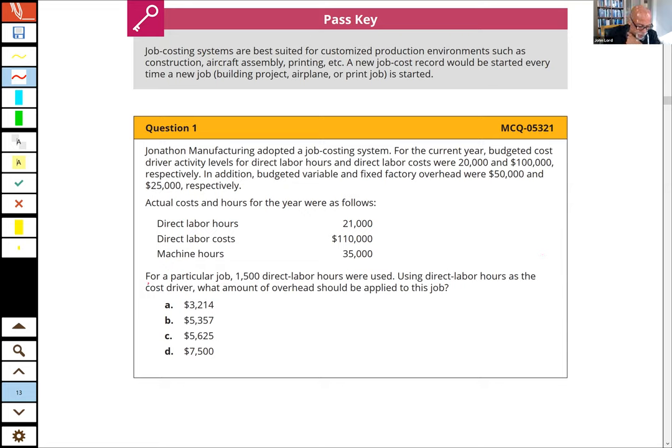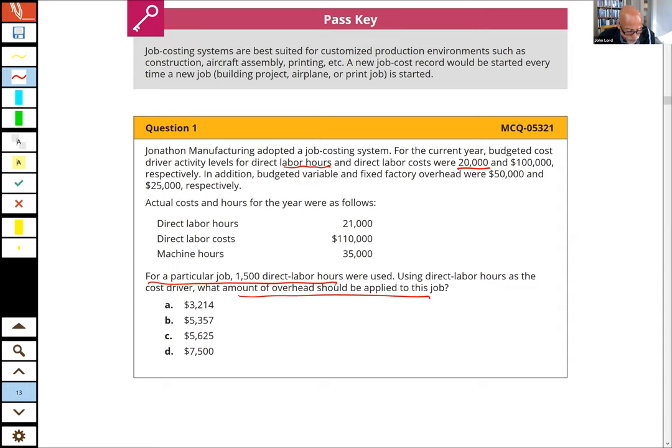They're asking me about this particular job that used 1500 direct labor hours. They want to know the amount of overhead that should be applied. So I have to come up with a predetermined overhead rate and then apply it based on, I'm going to have to base it on direct labor hours because they're telling me how many direct labor hours this job used. They tell me Jonathan Manufacturing adopted a job costing system for the current year, budgeted cost driver activity levels for direct labor hours and direct labor costs were 20,000 and 100,000 respectively. I'm eyeing the hours here because I know I've got to use hours.